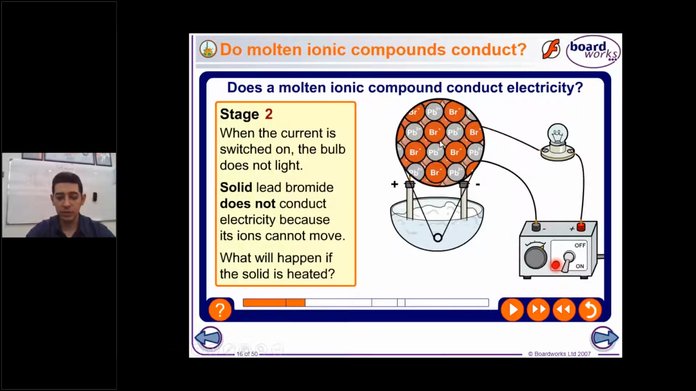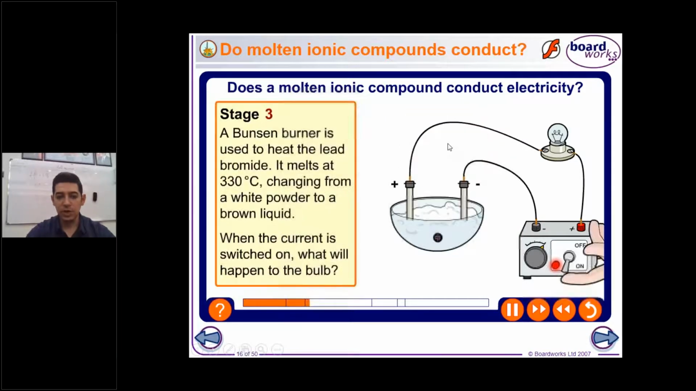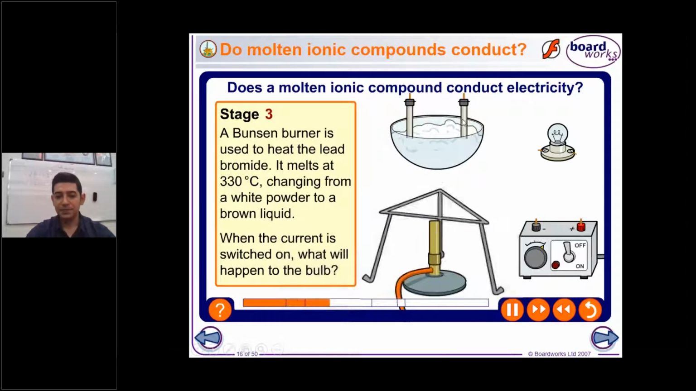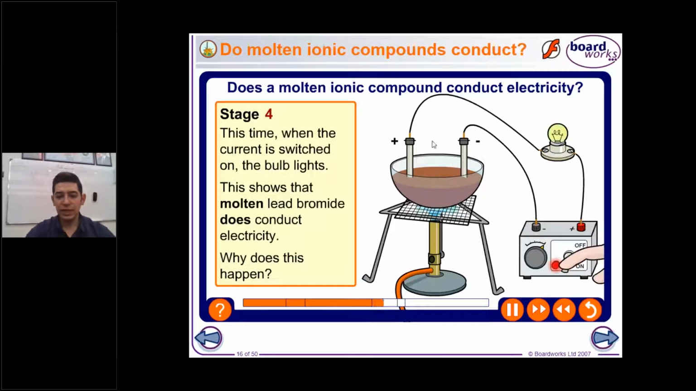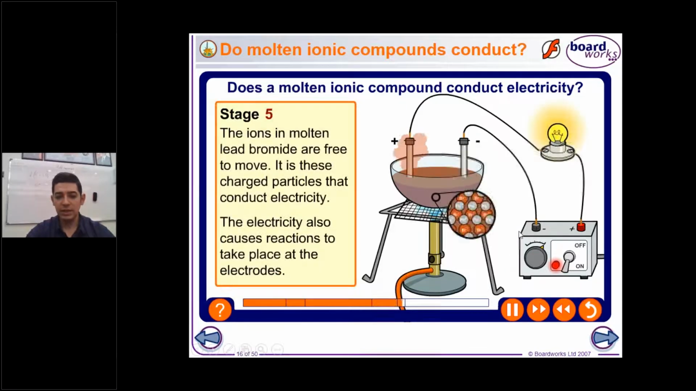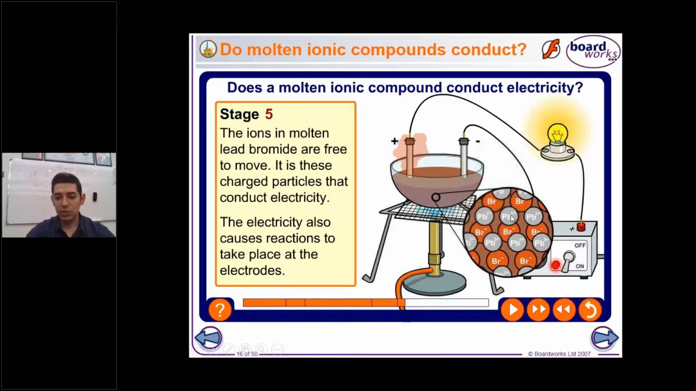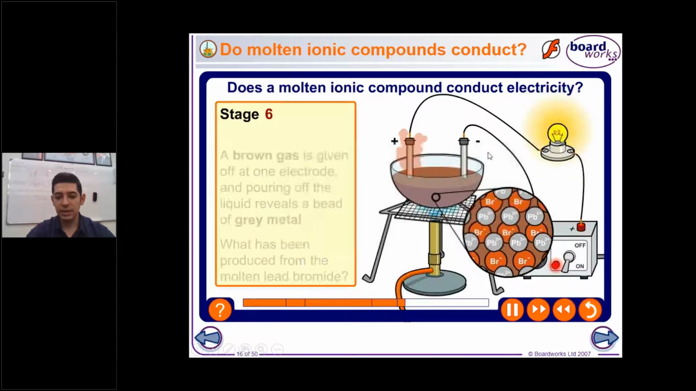Why? Because solid lead bromide, yes, it has ions, but the ions are not able to move freely. Why? Because they have giant ionic lattices and they are tightly packed to each other. But if you start heating the lead bromide until it melts, what will happen? Because it is molten, the ions will start to move very freely and it will conduct electricity. As you see, the bulb lights up here. Why does it conduct electricity? The ions in lead bromide, lead 2+ ions and bromide negative ions, will move freely and then they will conduct electricity very well.